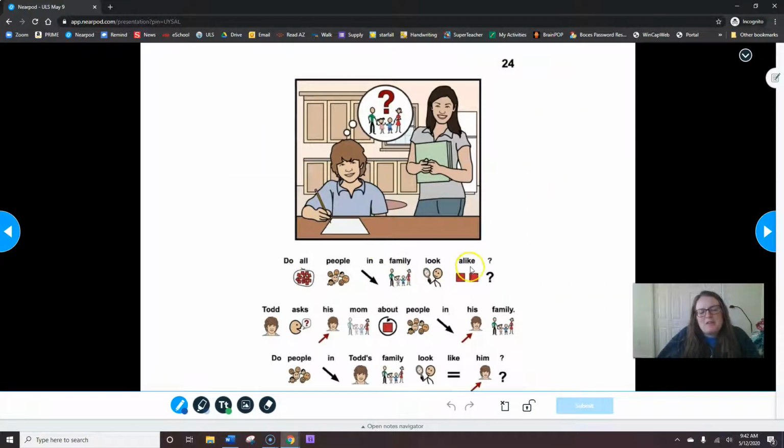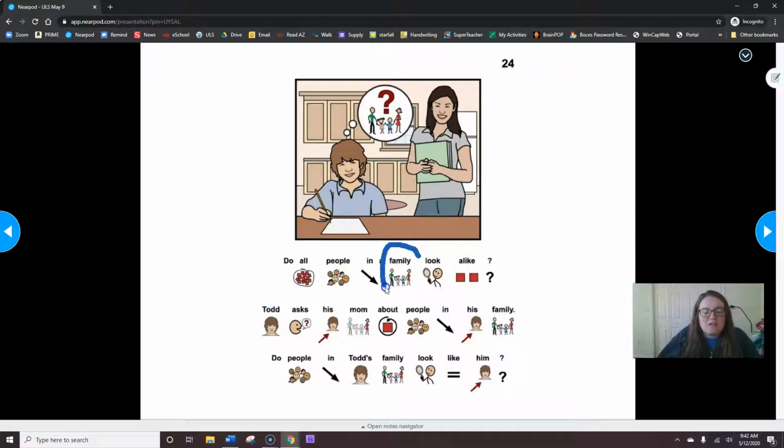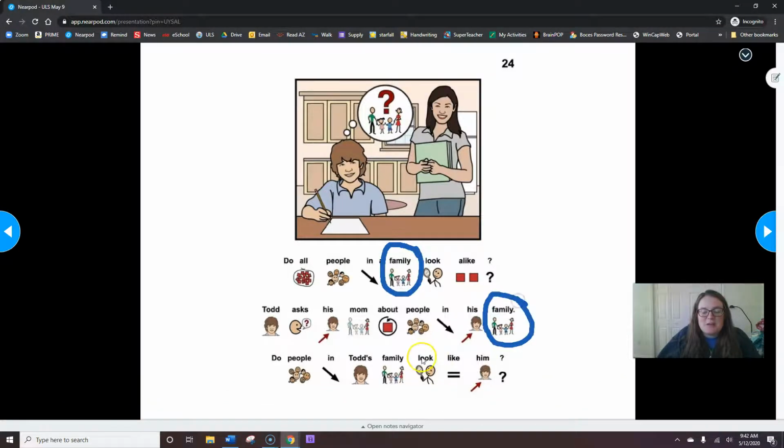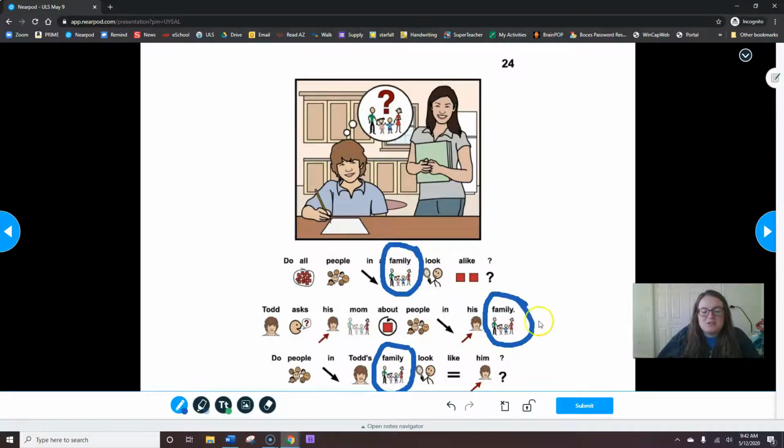Do all people in a family look alike? Todd asked his mom about people in his family. Do people in Todd's family look like him? That's what he's wondering. So he wants to learn about his family and the family traits. So let's circle family on this page also. It comes up 3 times. Family, family, family. So I circled family 3 times. He's wondering, does everyone in his family look like him? When you're done circling family 3 times, hit submit.